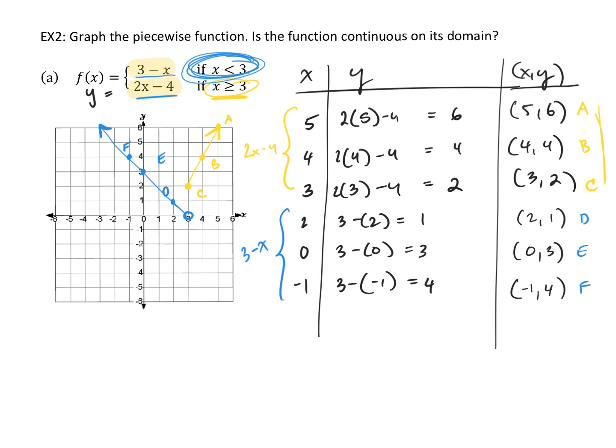So then the next thing to answer is, is this continuous on its domain? Well, it's continuous if you could put a pen on and trace over the whole graph without having to jump. But we would have to jump in order to get to the next part. So this is not continuous. So f of x is not continuous on its domain.